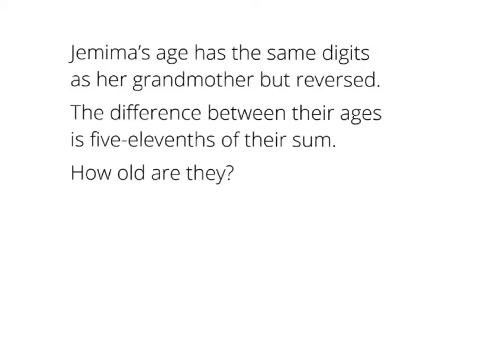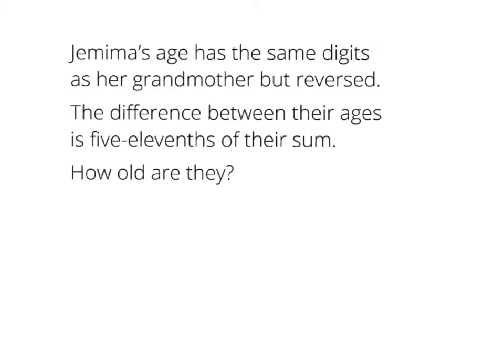This video is an explanation of one of our enrichment problems, and this problem says Jemima's age has the same digits as her grandmother but reversed. So that just means if the age of one person is 27, the other person would be those digits reversed, so it would be 72. It says the difference between their ages is 5/11ths of their sum.